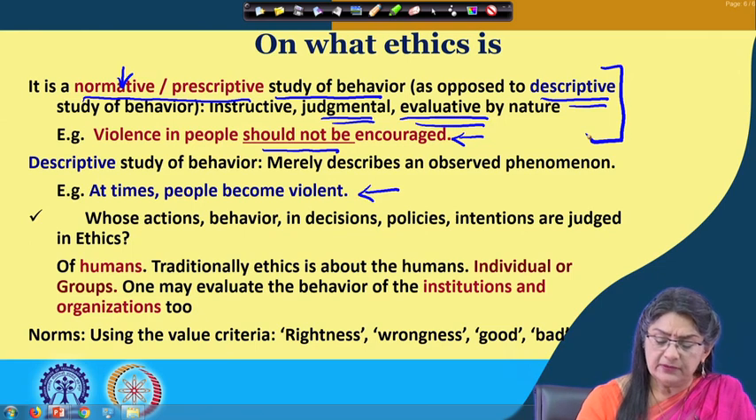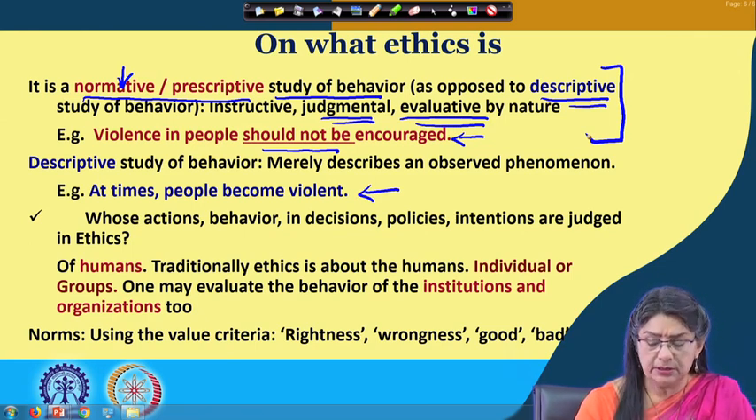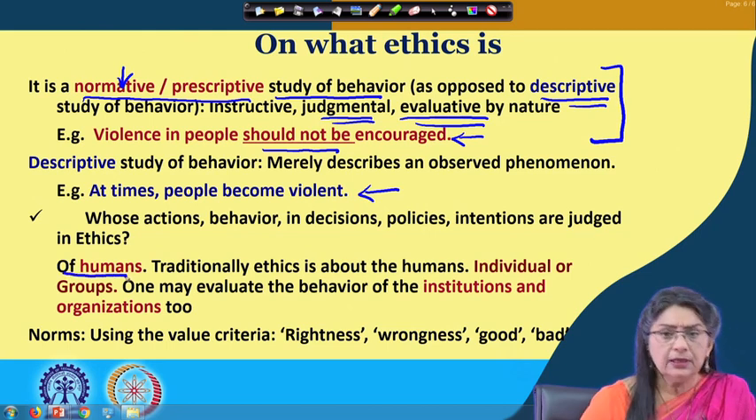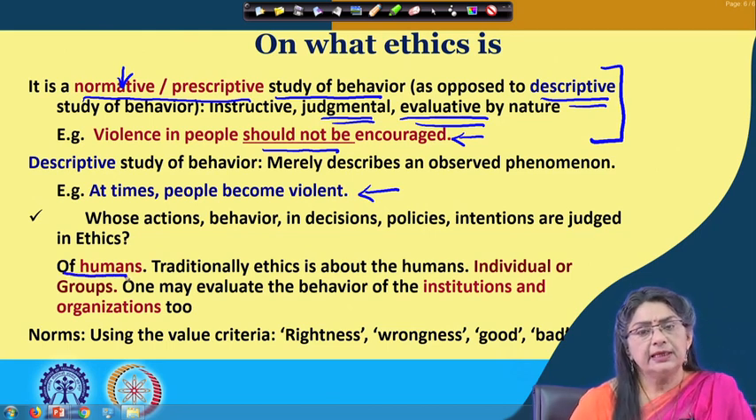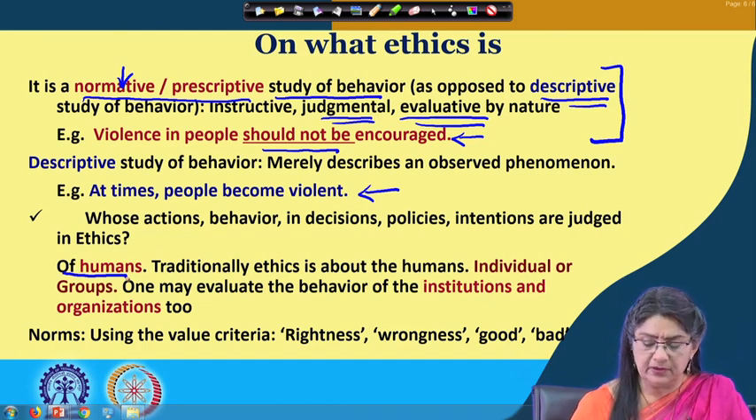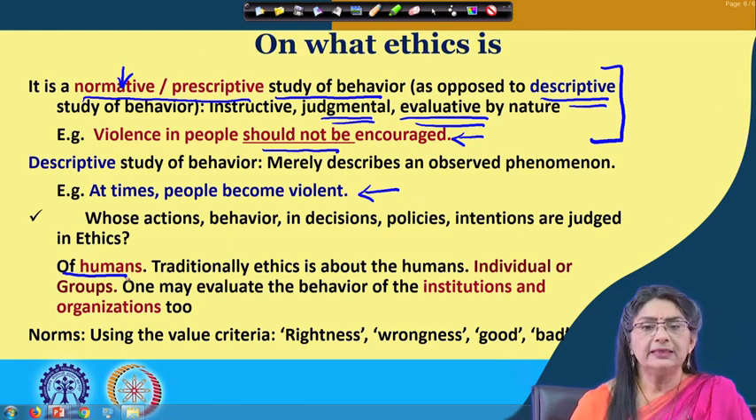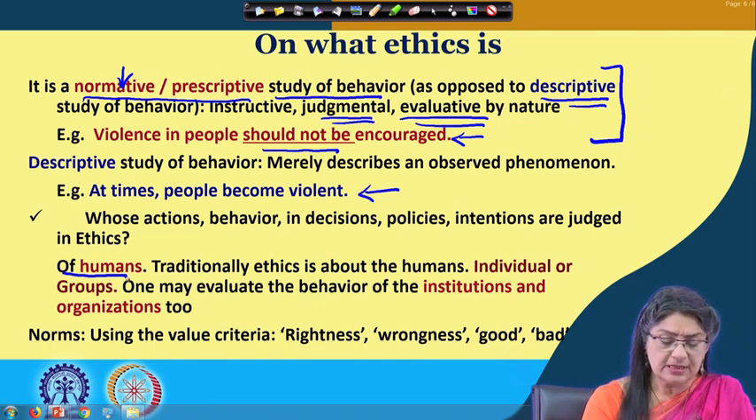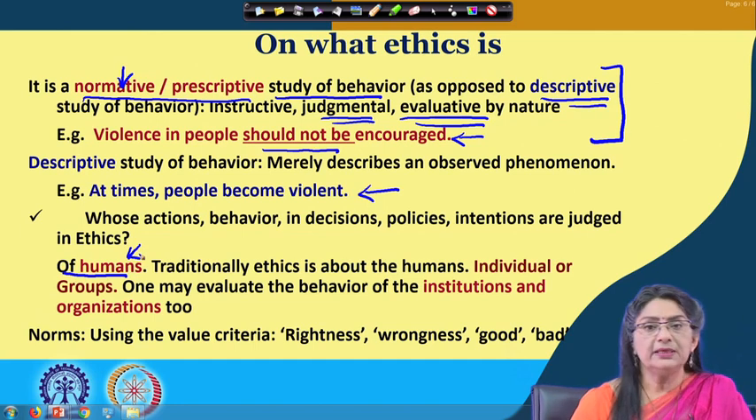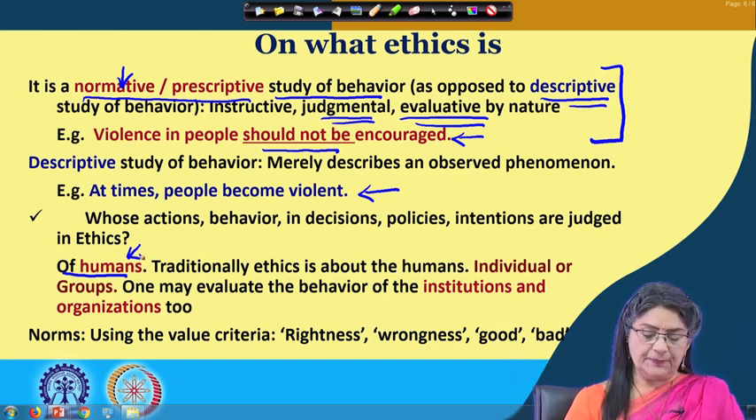Now, whose actions or behavior, decisions, policies are we going to judge in this way? Here the answer is clearly of the humans. Traditionally, ethics is all about human behavior. Why? Because typically ethics thinks that human beings can exercise choices, their free will. Whereas about other species, we are not too sure whether they have free will or can exercise their choices. But traditionally, it has been thought that human beings are endowed with this special ability to exercise their free will. Hence, those choices are something about which you can comment whether the choice was right or wrong, etc.